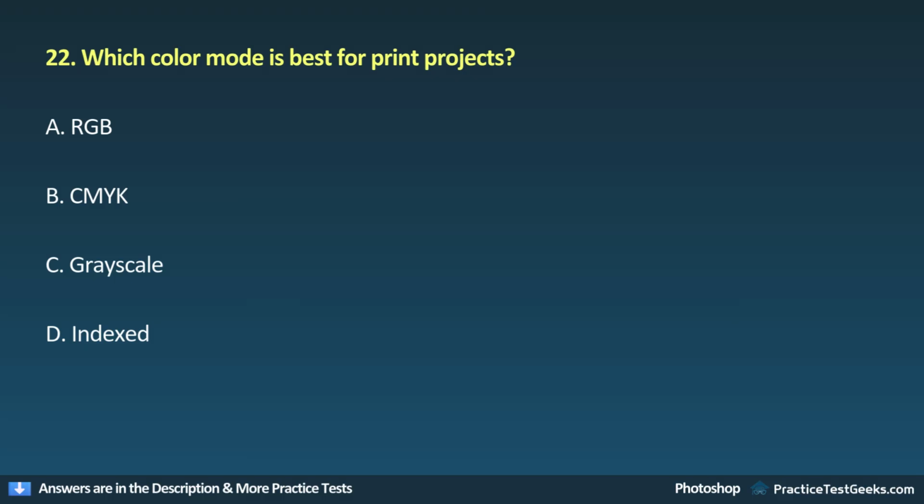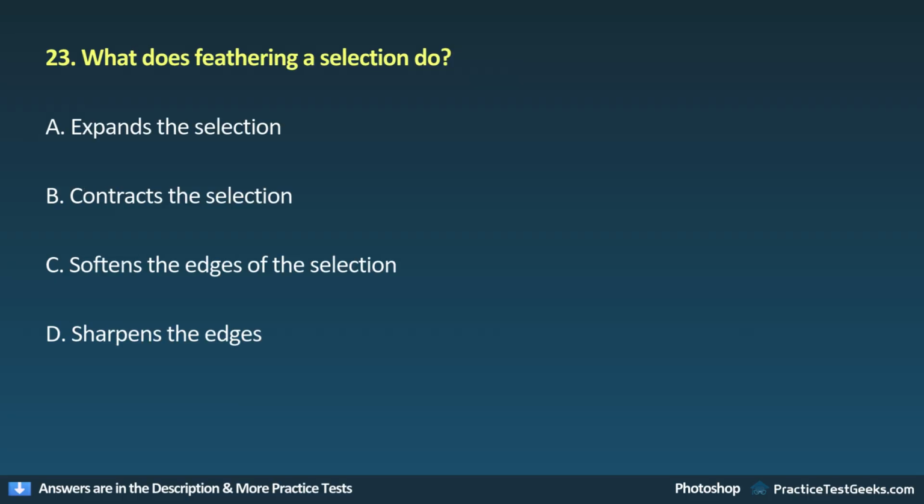22. Which color mode is best for print projects? A. RGB. B. CMYK. C. Grayscale. D. Indexed. 23. What does feathering a selection do? A. Expands the selection. B. Contracts the selection. C. Softens the edges of the selection. D. Sharpens the edges.